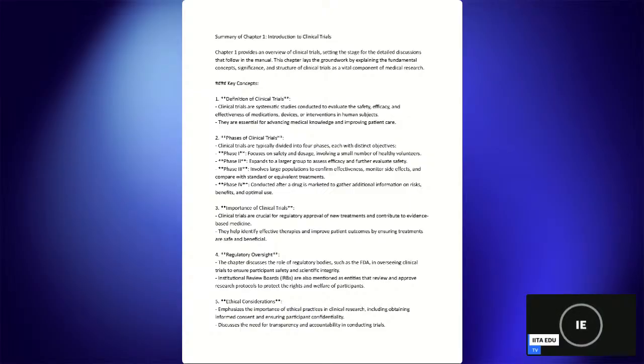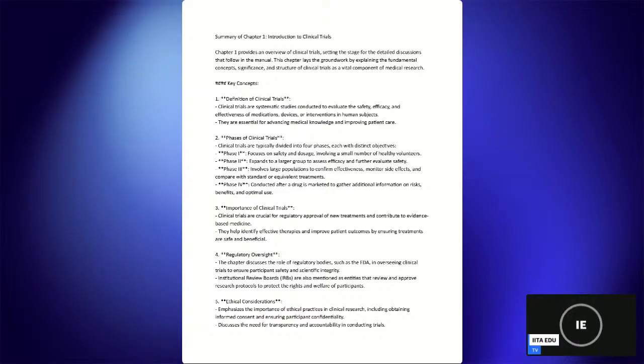And then we have phase two. Phase two expands to a larger group of people. Phase one can be about 10 to 20 people; phase two expands to a larger group, probably about 100. We're looking at the efficacy and further evaluation of safety, and we have to know whether the drug has efficacy within the target population. That's what phase two is about.